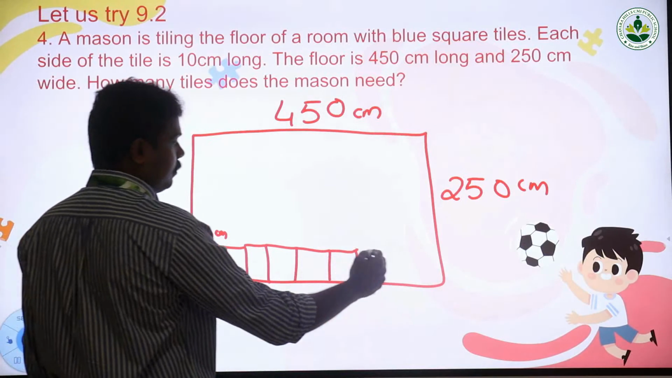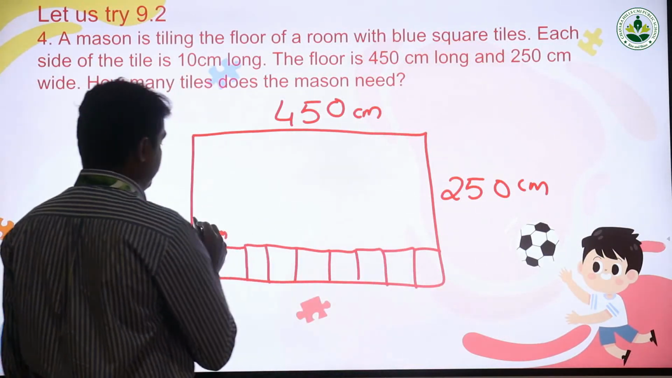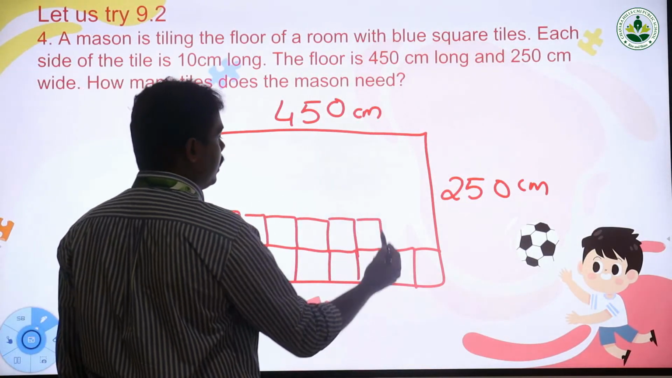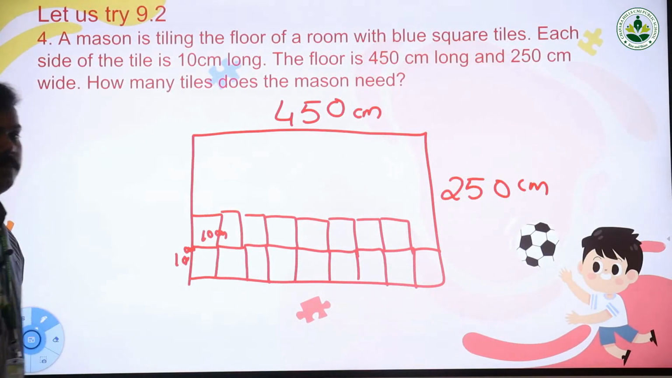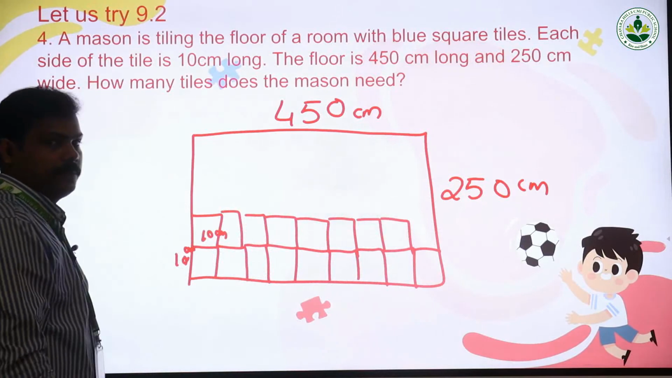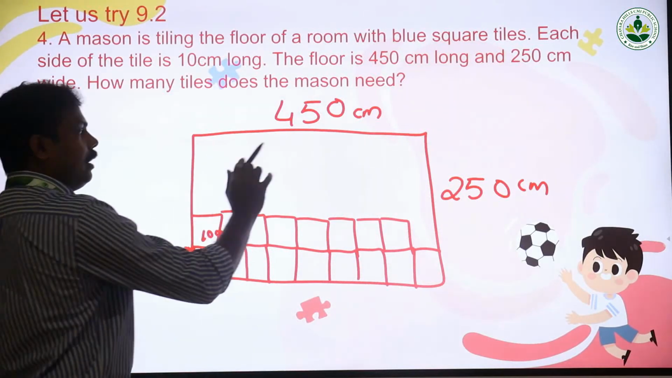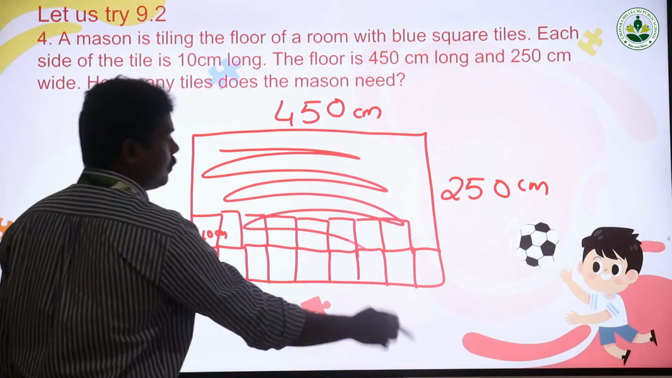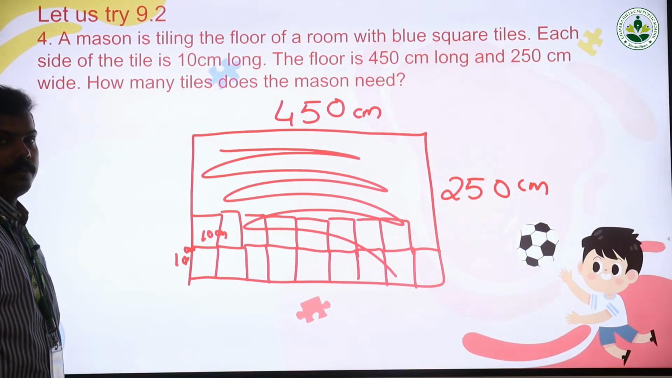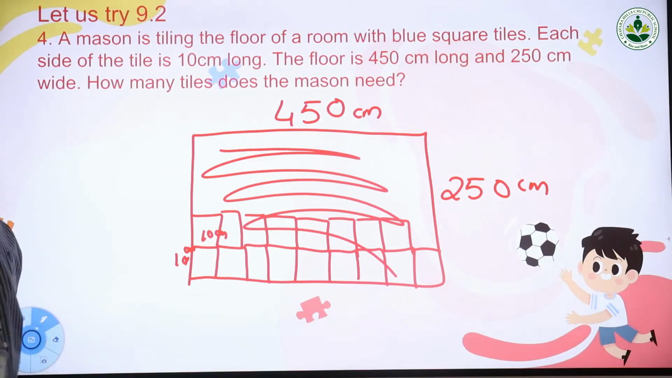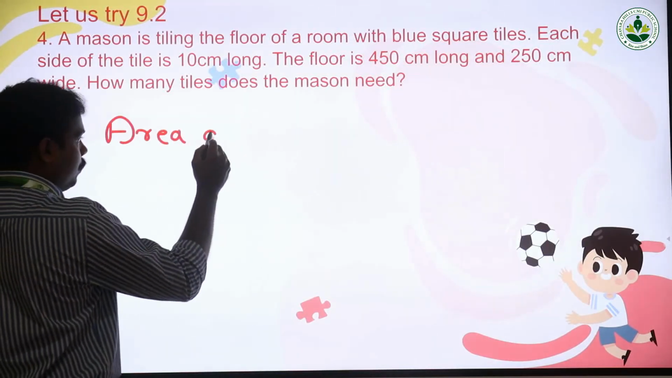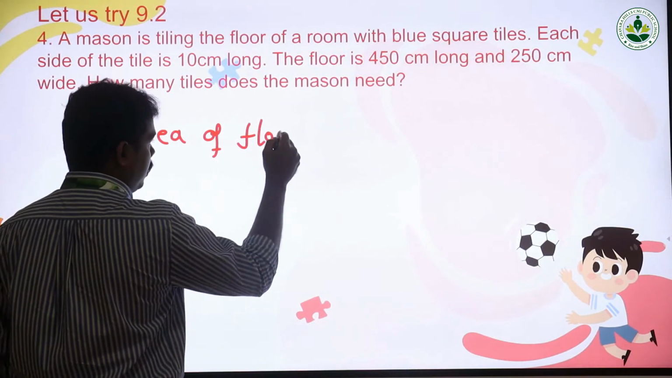How will you find it? How will you find how many tiles he needs to tile this floor? Here first we need to find out the area of this shape. First we need to find out the area of this full floor. Then only we can find how many tiles are needed. First we need to find out the area of the floor.